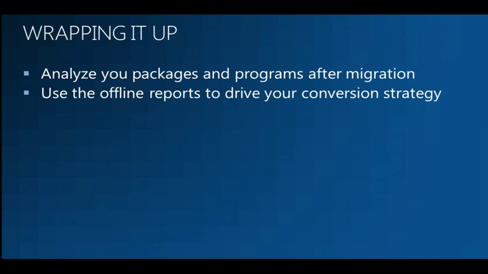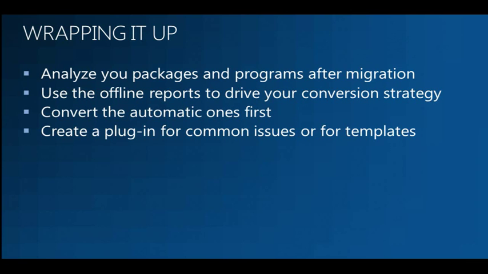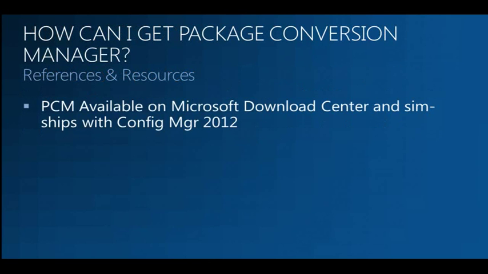Yeah. So these are our key takeaways. Basically, wrapping it up, I want you to analyze your packaging programs after you migrate from 2007 to 2012. Use the offline reports to drive your conversion strategy. Convert the easy ones first. You'll have a bunch of automatics, convert those first. And then if you have common issues or patterns, or some kind of templates that you want to build, create a plugin for that.